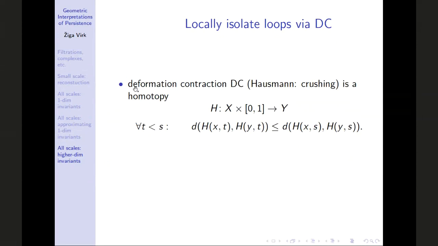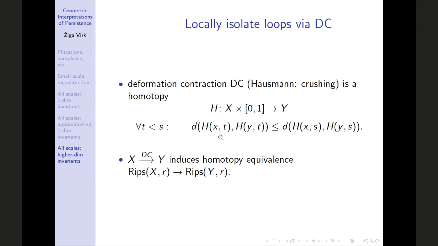Here is the definition of deformation contraction. Maybe I don't want to go through this thing. What it means is just that it's a deformation retraction, and as you're moving, points cannot go further apart. They have to keep going closer and closer. That's this condition. And it turns out, this was proved by Hausmann, that this kind of deformation contraction, which is a special kind of deformation retraction, induces a homotopy equivalence on Rips complexes.